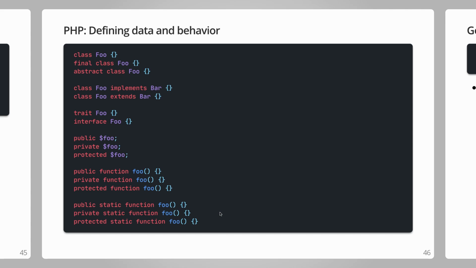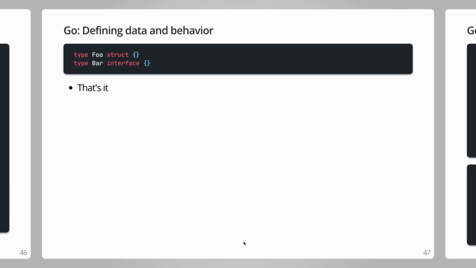All functions have been merged into one. In PHP, there are a lot of ways to define data and behavior. We have classes, final classes, abstract classes, classes that implement something, classes that extend something. Then we have traits, interfaces, public, private for functions, attributes, and also some static stuff. Yeah, very lot. In Go, however, we only have that, and that's it. Structs for data, interfaces for behavior. No public, no private, no extend, no implement, nothing. I have to say there's something similar to public and private, but that's just a matter of your functions starting with an upper or lowercase letter.